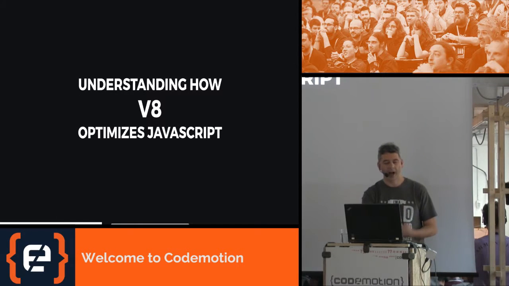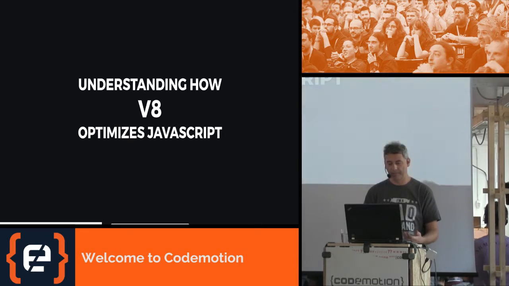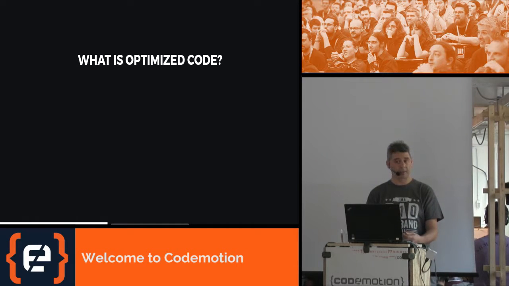So now let's see how V8 optimizes JavaScript. This talk is V8-centric. I can assure you all the hints I will give you will work anyway across all the other VMs, because in the end, they are trying to do the same thing. I know V8 very well, so this talk is based on V8. So what is optimized code?